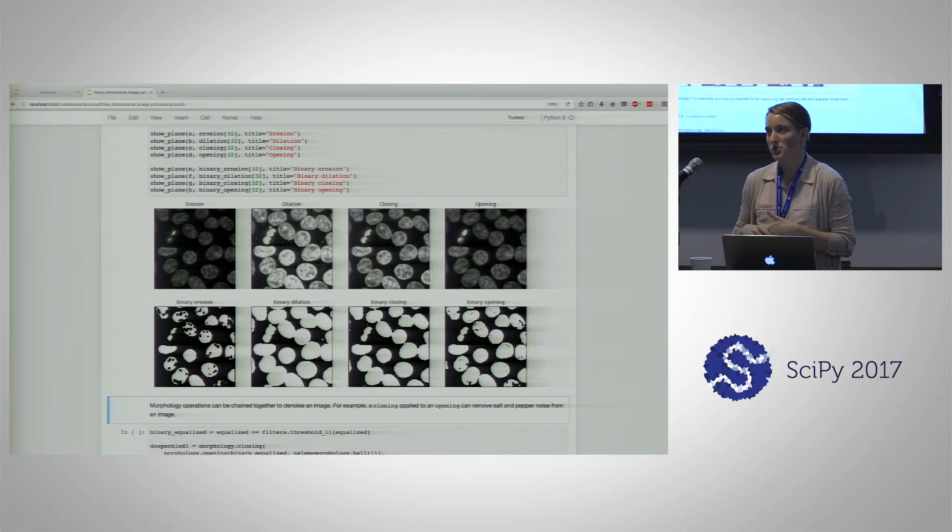Each of those four operations has a binary counterpart, which is meant to work on binary images and can be faster to compute than the grayscale operations, and so I've displayed their results below as well.